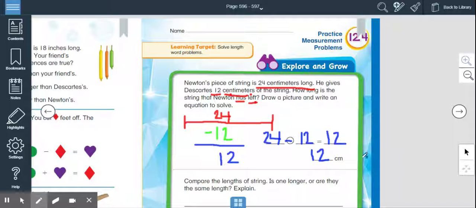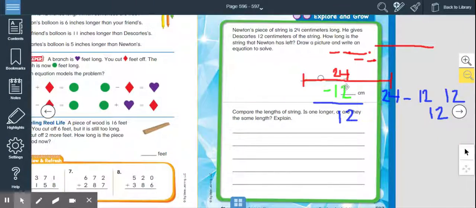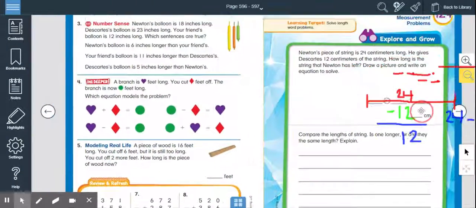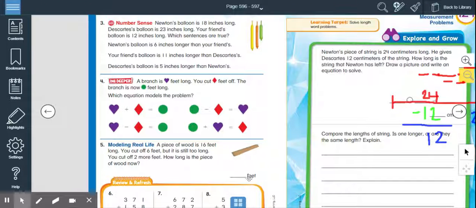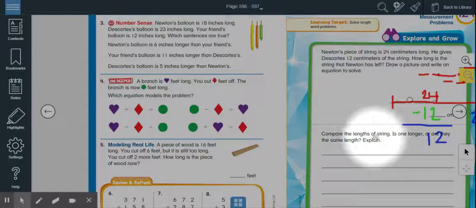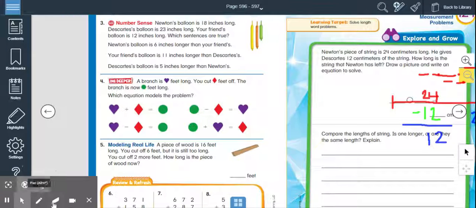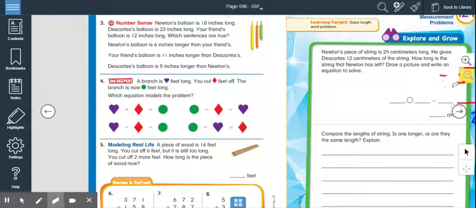So if we come down, I'm going to scroll out so you can see the bottom of the page. I'm sorry, boys and girls, let me go ahead and delete that off. Let's compare the lengths of the string. Is one longer? I'm going to erase up here because I think that might be a distraction.